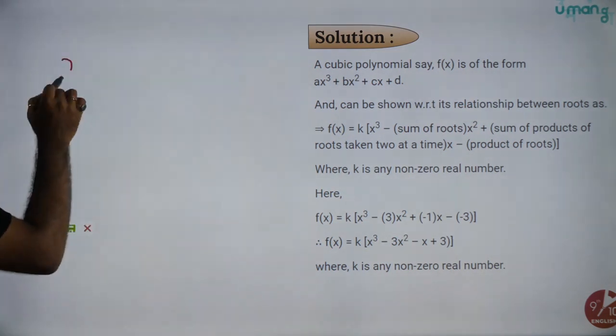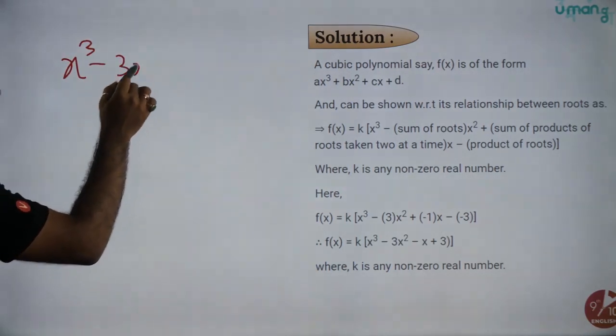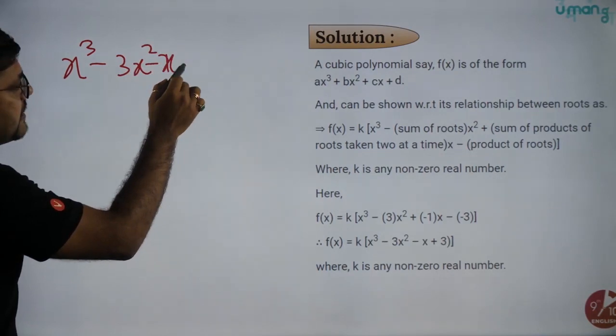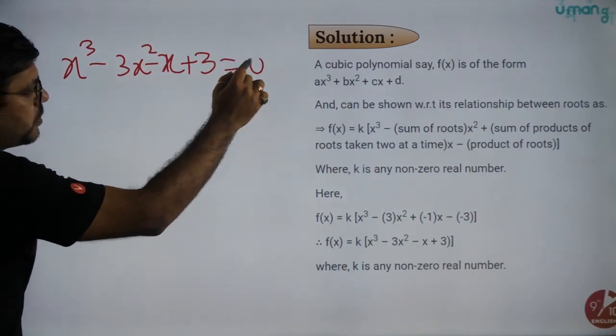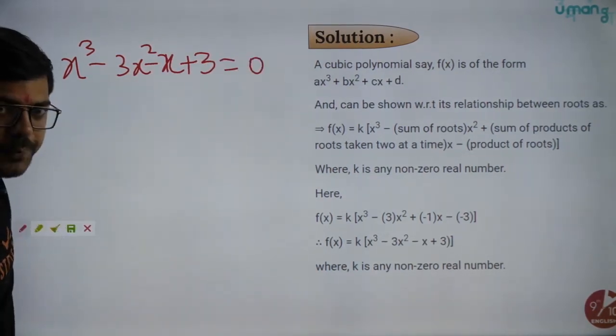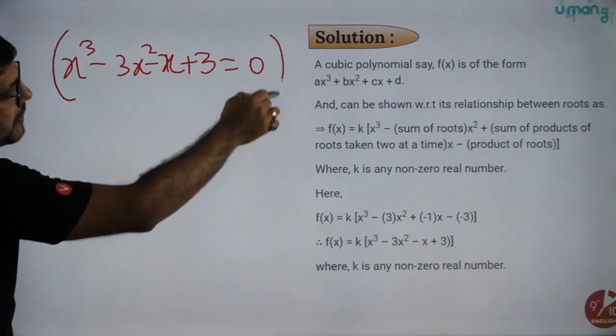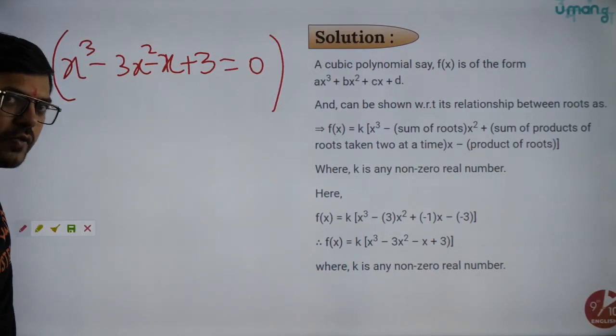I hope you remember that this was x cube minus 3x square minus x plus 3 equals 0. This was the equation which we had also got. Are you understanding that I can multiply anything on both sides in an equation? That is always allowed.